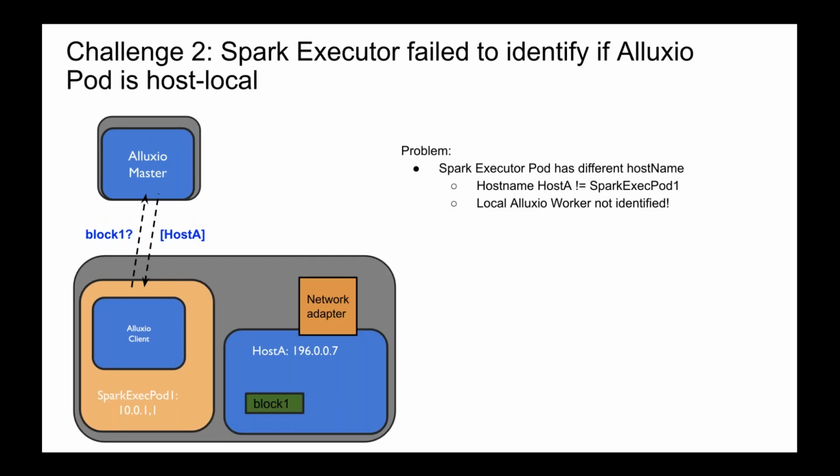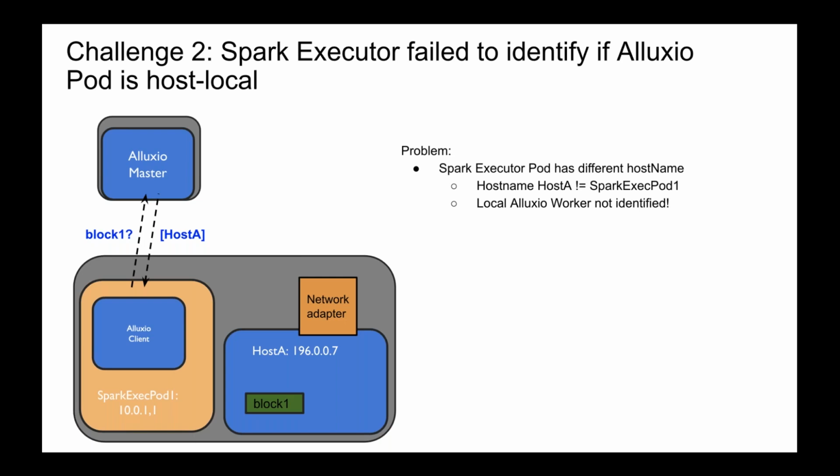However, we have more challenges. The next challenge is, even though the Spark executor is scheduled next to the Alluxio worker pod, it fails to identify that Alluxio worker pod next to it. It doesn't know that the Alluxio worker pod with the host name of host A is a local Alluxio worker. And why is that? That's actually because of the same reason. Spark executors are scheduled without using the host network. Therefore, it's going to have a different host name. For example, in this case, Spark executor pod 1.